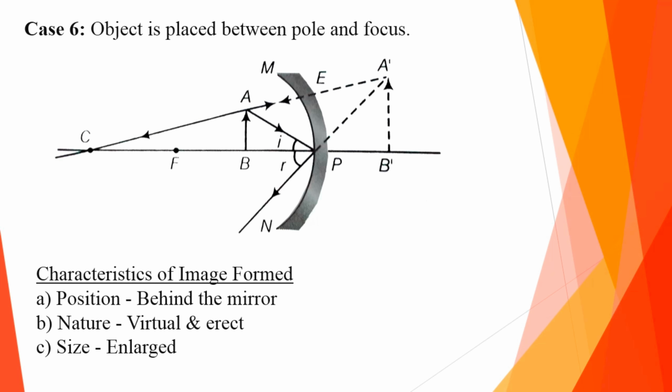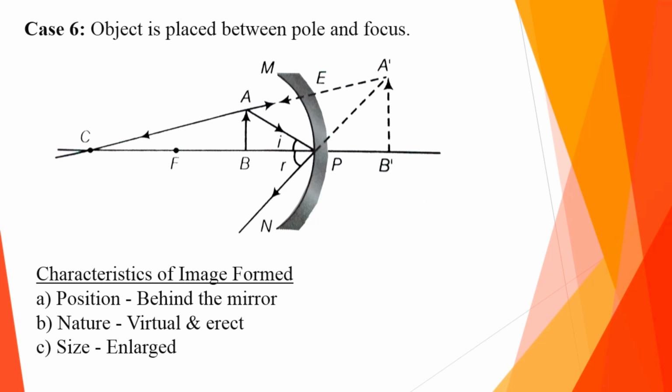Both the lines appear to meet at one point that is behind the mirror. So the image will be formed beyond the mirror. The characteristics are: position is behind the mirror, and the nature is virtual and erect.